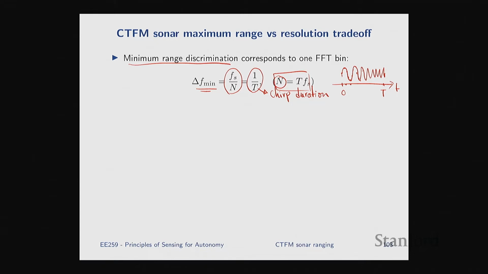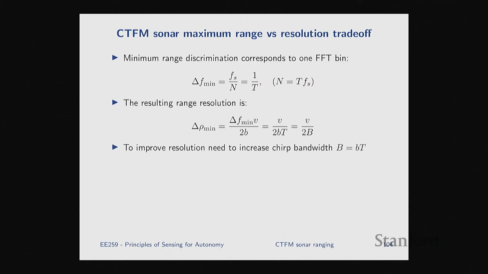But what range does that correspond to? We just plug this into our range estimation equation. So our delta rho minimum, that's our range resolution. The minimum range we can discriminate is going to be the minimum delta F times the speed of sound divided by 2B. And then for delta F, we plug in the 1 over T, and we get this expression here, right? So our ranging resolution is going to be the speed of sound divided by 2 times the slew rate times the duration of the chirp.